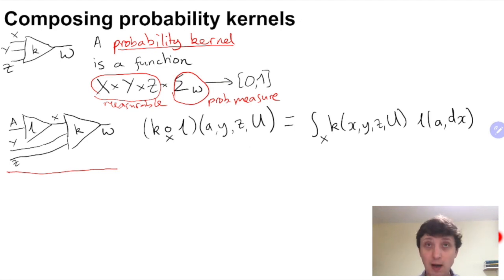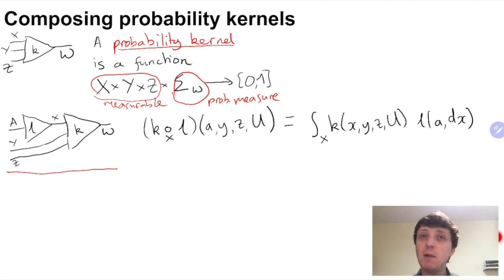The result of composing these 2 probability kernels in this way is given by the probability of landing, given the parameters A, Y, Z, in the event U. It's whatever the kernel K would tell us about X, Y, Z, and U. But where does X come from? X is supposed to have been sampled from L. So what we want to know is the probability of getting X. And so we integrate K, X, Y, Z, U over L with the parameter A with respect to X. L, remember, is a measure because it's a probability kernel. So that's how we compose probability kernels.